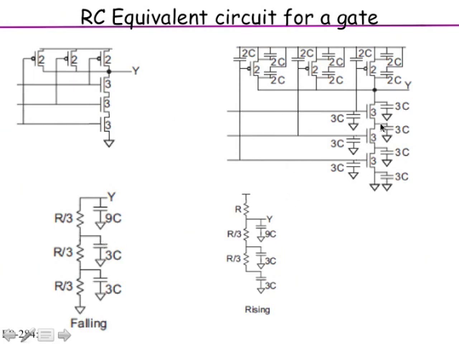Now if I look at the pull down, I just focus on the pull down, and I replace it with the RC equivalent. Let us say the unit transistor has resistance of R, then each of these transistors' resistance is R by 3 because they are 3 times bigger. So R by 3. So this becomes the RC network for the falling transition.